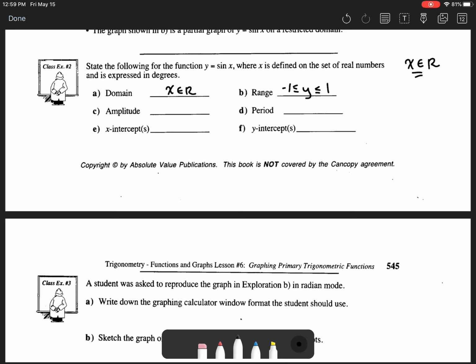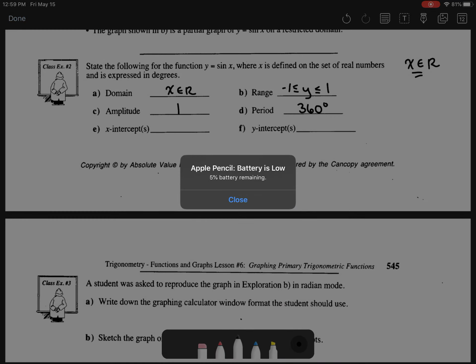Okay, what's the amplitude? Well, remember, amplitude is max minus min over 2. So the max is 1, the min is negative 1. So 1 minus negative 1 is 2 divided by 2 is 1. So the amplitude for those graphs is 1. The period length, 360 degrees, right? The length of time horizontally or distance horizontally it takes for the graph to complete one full cycle.